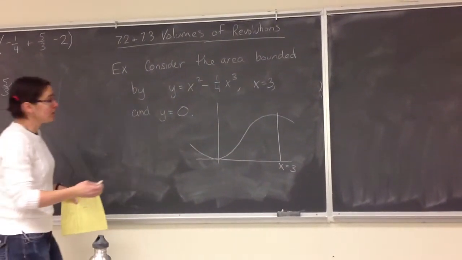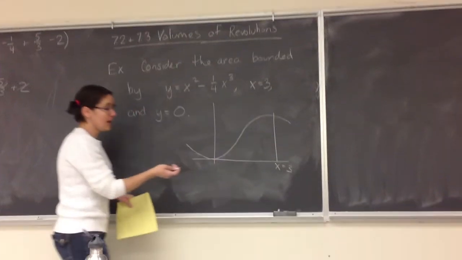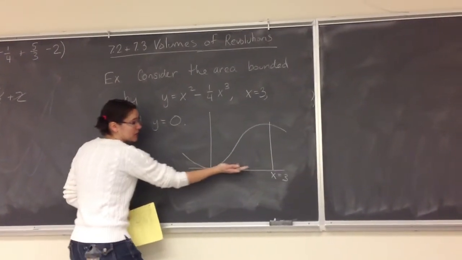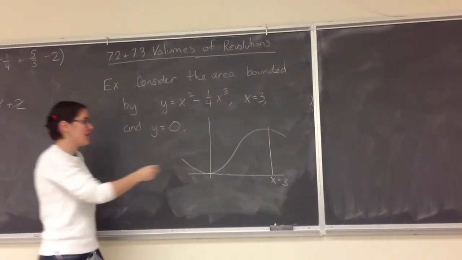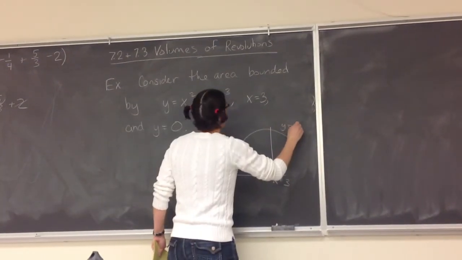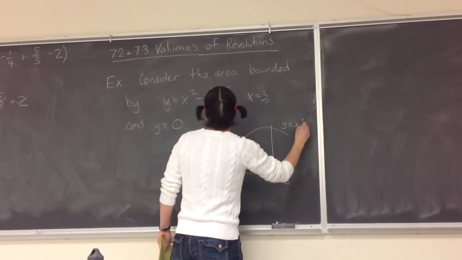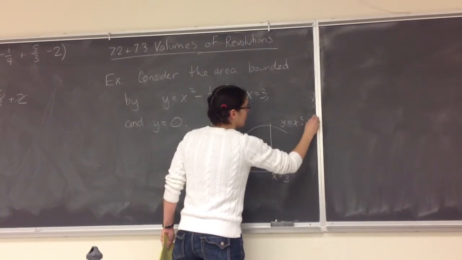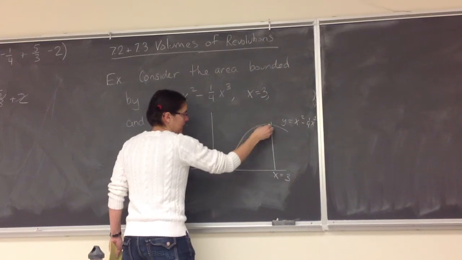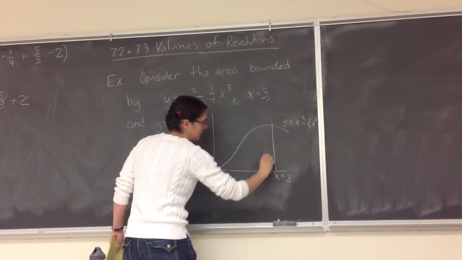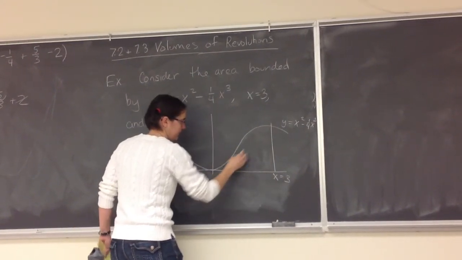And so what we are looking at here is an area that is bounded by y equals 0, that's the x-axis, x equals 3, that's a vertical line, and then this curve, which is y is equal to x squared minus 1/4 x cubed. So we are looking at this region right here.